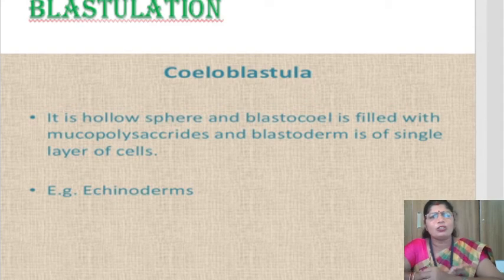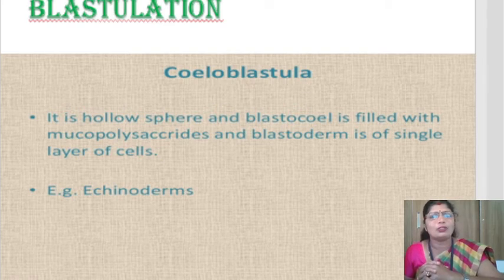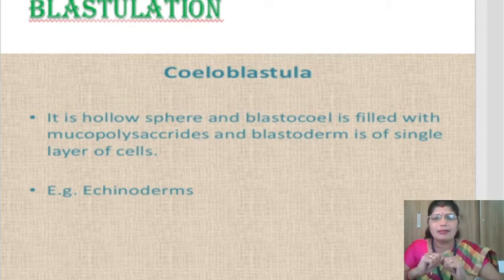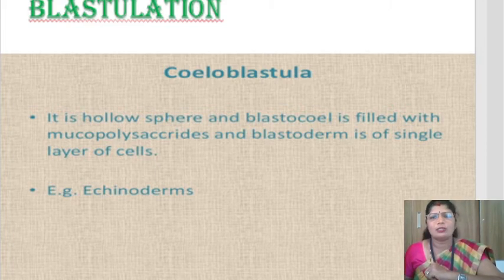Coeloblastula is a hollow sphere. The blastocyst is filled with mucopolysaccharides and the blastoderm is a single layer of cells, only one layer of cells you can see. Such blastula we can observe in echinoderms. In echinoderms, the blastula is called a coeloblastula because it is a hollow sphere and a blastocyst will be at the center of the blastula, surrounded by a single layer of cells. So this type of blastula is called coeloblastula.